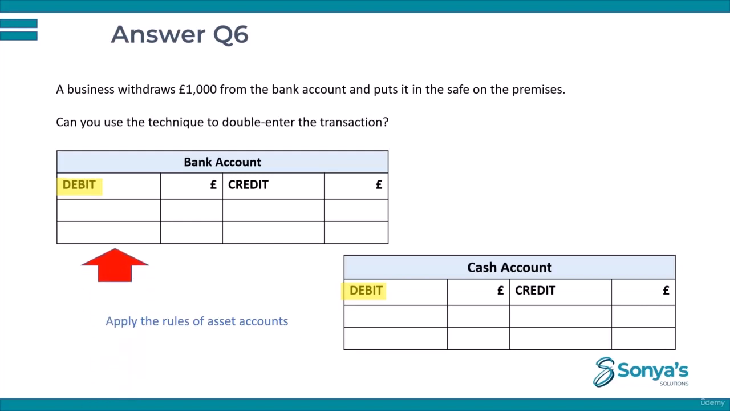Making a debit entry increases the bank or cash balance, and a credit entry decreases it. Withdrawing cash from the bank reduces the bank balance, so we make a credit entry. Putting cash into the safe increases the amount of cash held on the premises, so we debit the cash account. Here we've moved the asset of cash from the bank account to the cash account.